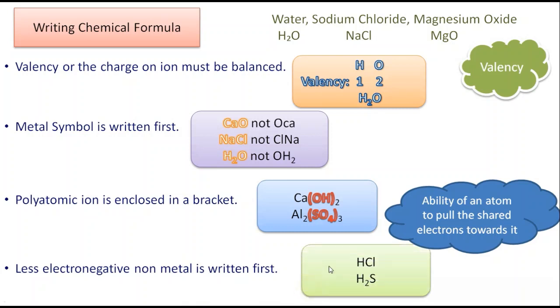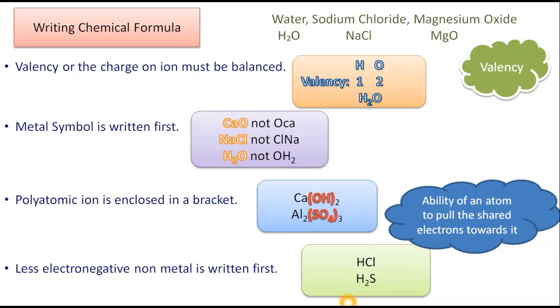Suppose you have hydrogen and chlorine. That means hydrogen chloride, or you can say hydrochloric acid also. This is a kind of acid. Now see, hydrogen is a non-metal and chlorine is also a non-metal. You have to write the less electronegative first. In hydrogen and chlorine, hydrogen has an electronegativity of almost 2.1 and chlorine has something like 3. So hydrogen is less electronegative, it has less ability to attract the shared electrons. So less electronegative comes first. That is why we have written hydrogen first, then chlorine.